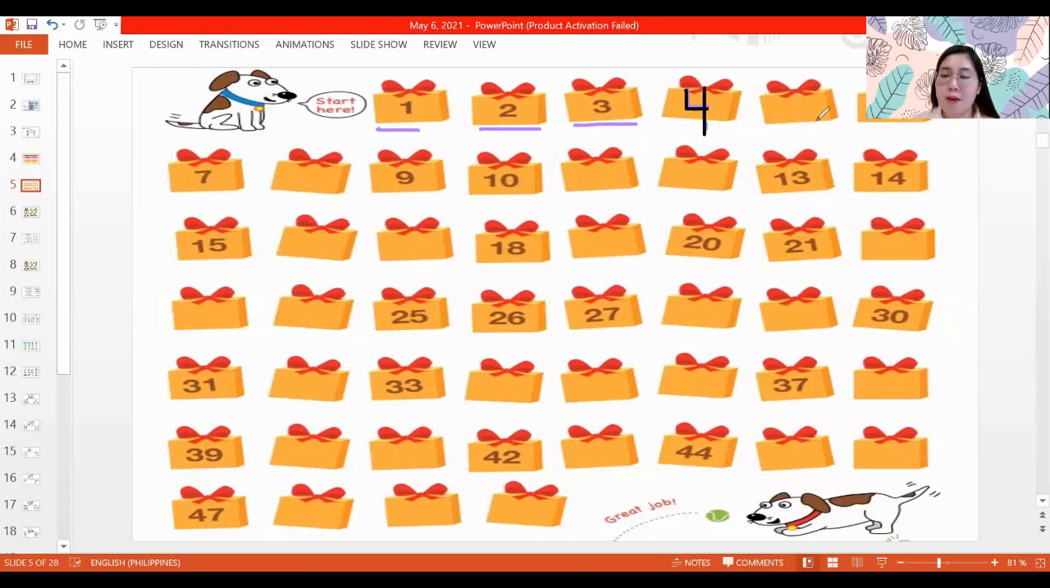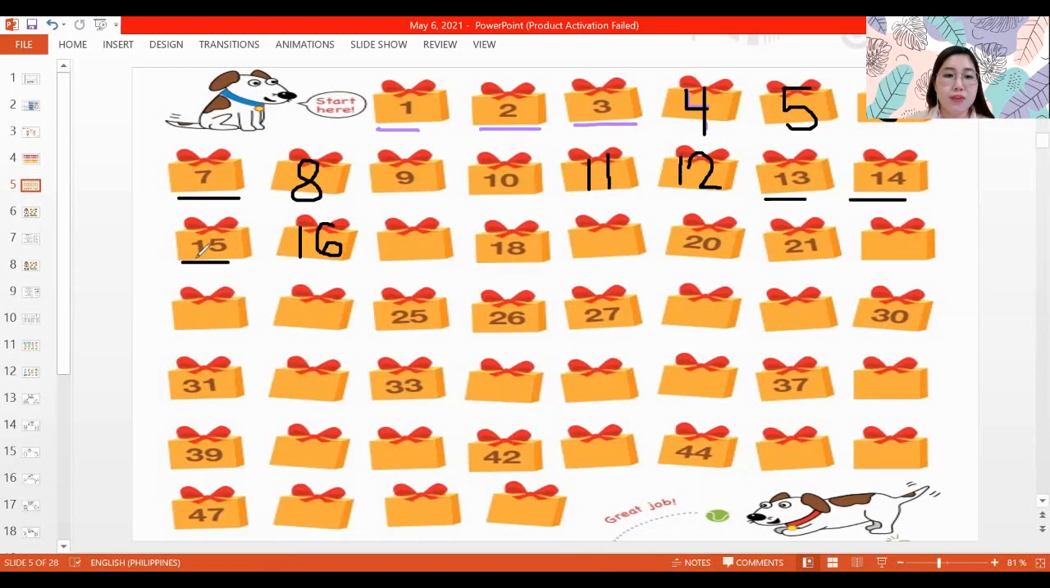Let's continue. 5. Then we have number 6. 7. And then the number 8. Yes. 8, 9, 10. And the next one is number 11. Very good. That's 1 and 1. That's 11. Let's continue counting. 10, 11, 12. That is 1 and 2. 12. 13, 14, 15, 16. That's 1 and 6 together. We have the number 16.